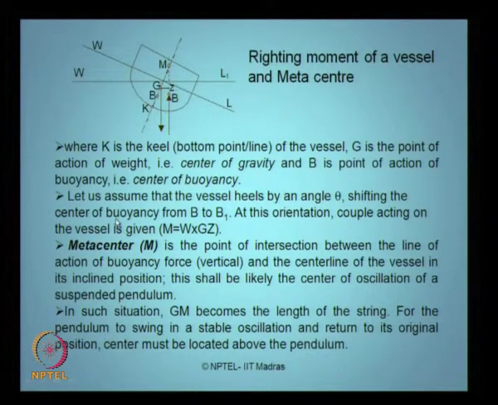Now let us assume that the vessel is heeled by an angle theta. Initially it is vertical like this. Now the vessel is tilted. Initially WL1 was the plane, now it has turned to WL, let us say it is tilted by an angle theta. Now it shifts my center of buoyancy from B to B1. At this orientation, the couple acting on the vessel will be given by W, the weight of the vessel, multiplied by the horizontal distance GZ.